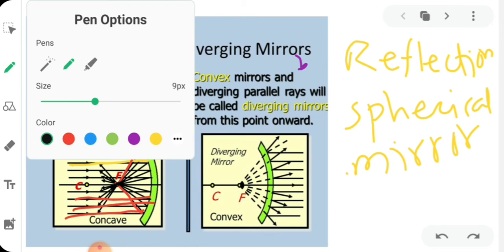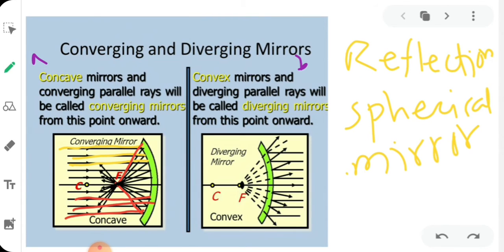The concave mirror and converging parallel rays will be called converging mirrors itself. And suppose the diverging rays are there, as in the convex mirror, where it will occur in the convex mirror, then they are known as the diverging mirror.